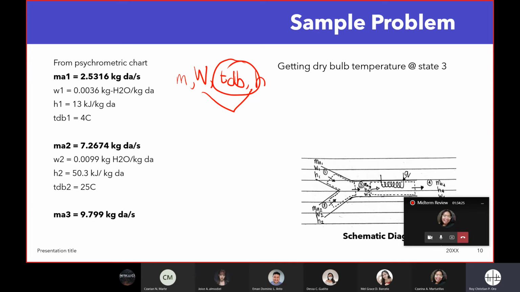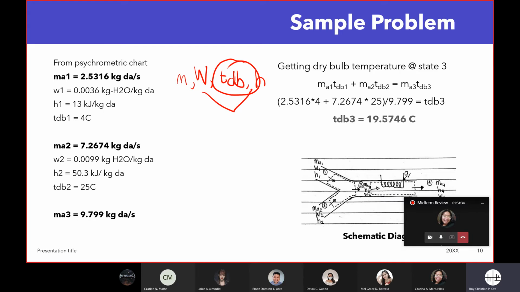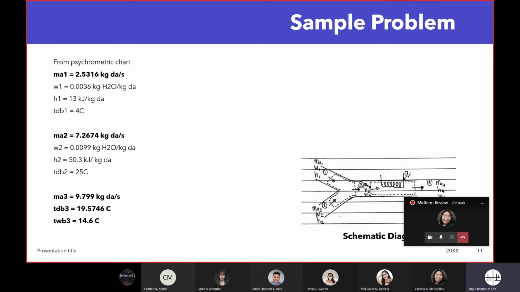So, getting the dry bulb temperature at state 3 using this formula. And then we substitute the values. And now we will get a dry bulb temperature of 19.5746 degrees Celsius. So what we will do now is to get the specific enthalpy.